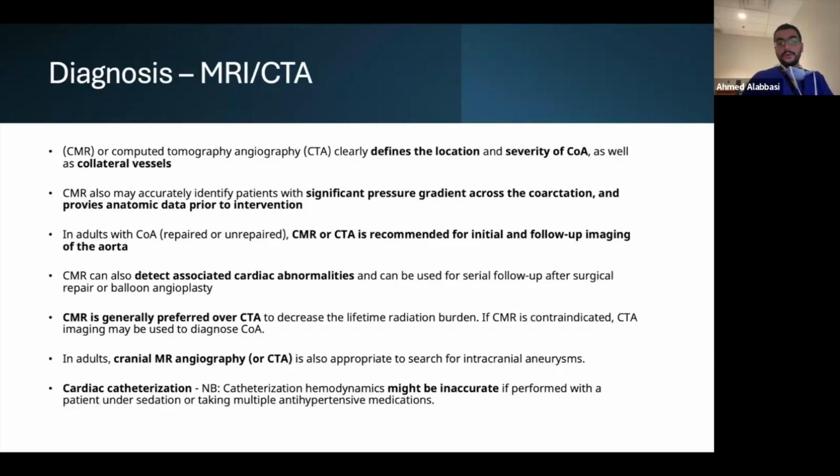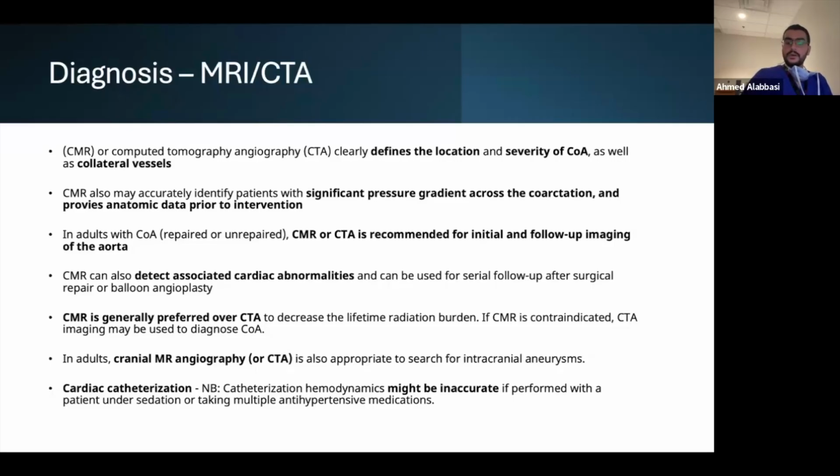CMR would be preferred over CTA because of the lifetime radiation burden, but if the CMR is contraindicated for whatever reason, then you may use a CTA. The AHA does mention a class 2B recommendation for MRA of the cranial vessels, so a cranial MRA, because there is a strong association. Up to 10 to 20% of patients with coarctation do have intracranial aneurysms, and so that must be something that you should consider when you're assessing these patients.